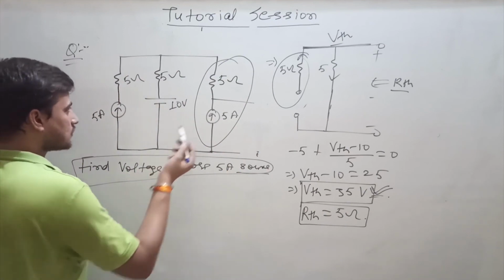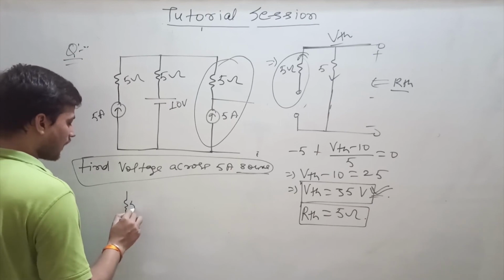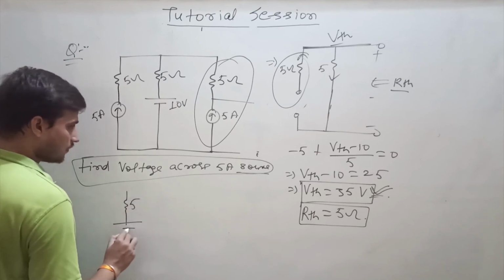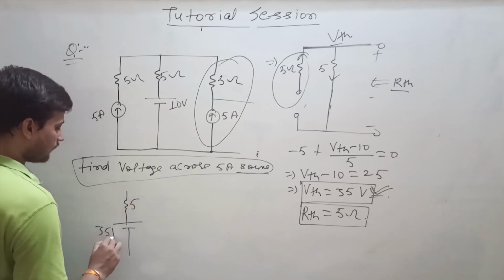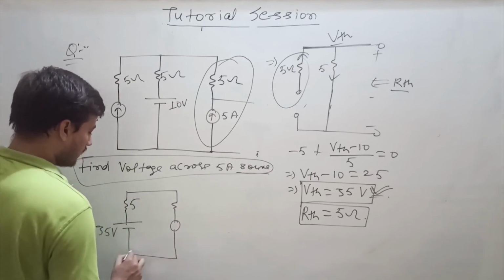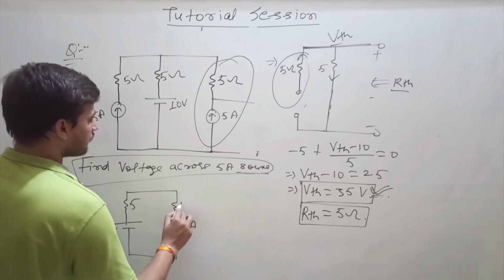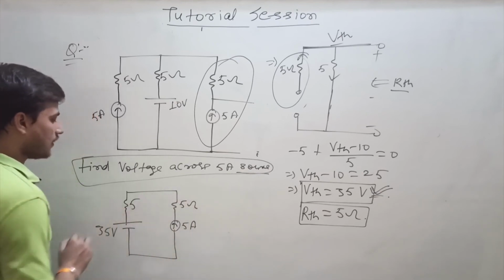So next, redraw the circuit. Thevenin circuit, that means 5 ohm, and this is 35 volt. Now let us connect the load. This is 5 ampere. This is 5 ohm. Clear?